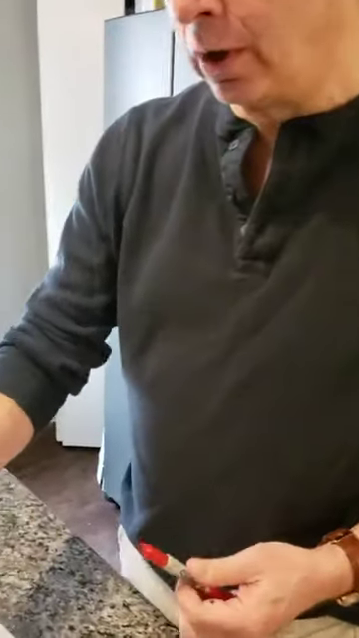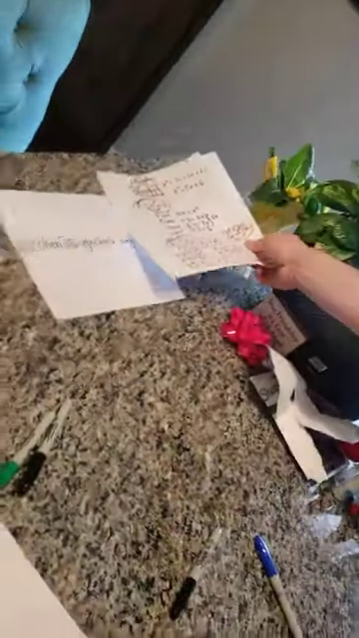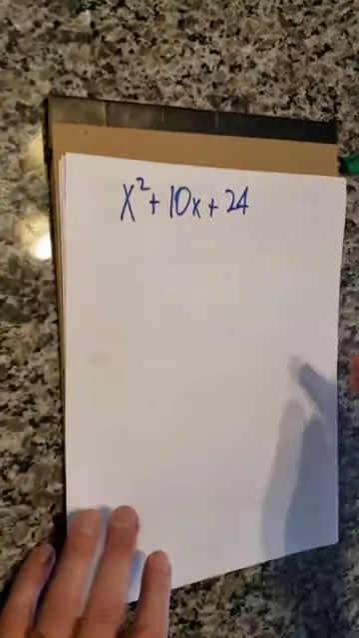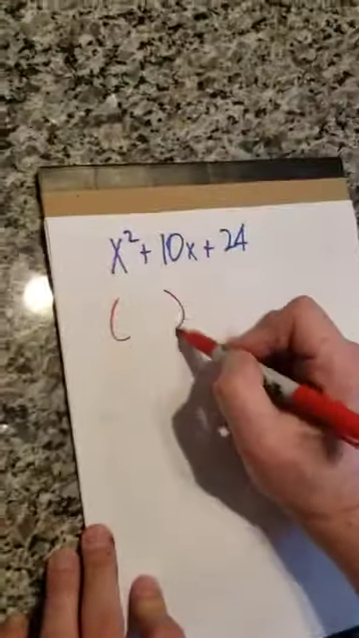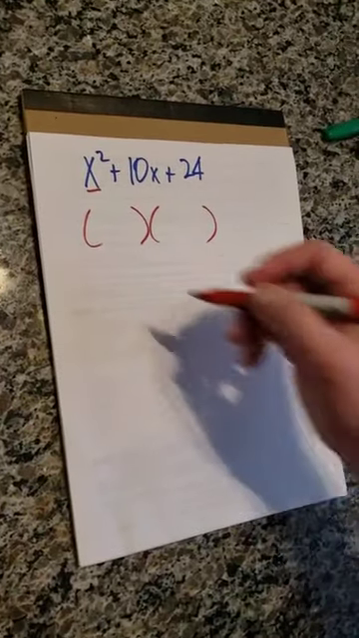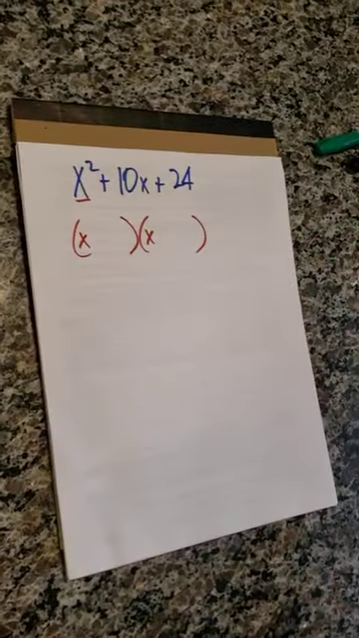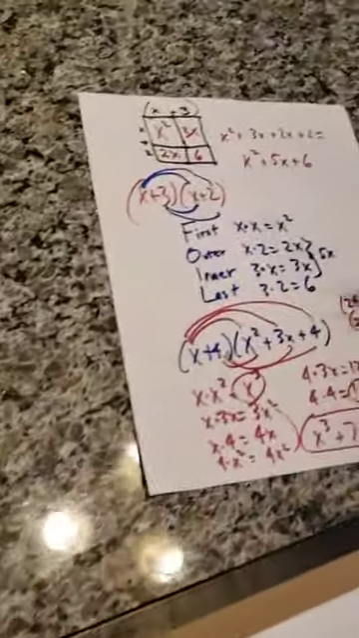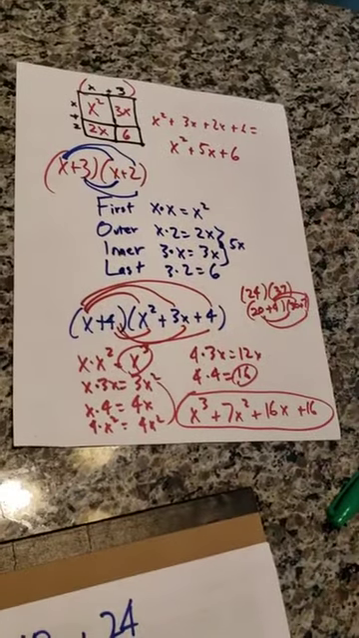Now in the last video, the beginning of the chapter, like around page 509, we talked about the FOIL method and multiplying polynomials. Factoring, in this case, is going to be reversing FOIL. Now, if you think about a polynomial like x squared plus 10x plus 24, well, from FOIL, we knew that from the first, we were going to get x squared. What multiplies to x squared? X times x.